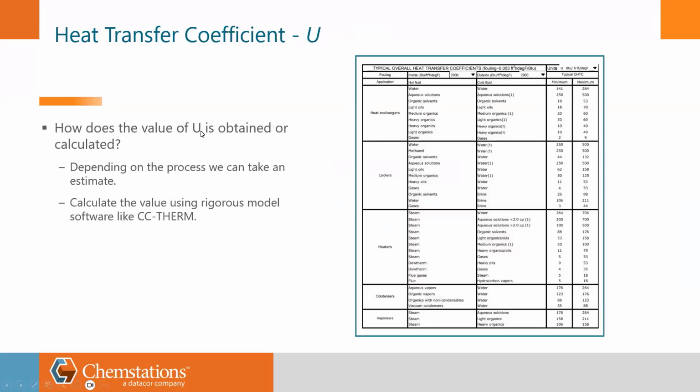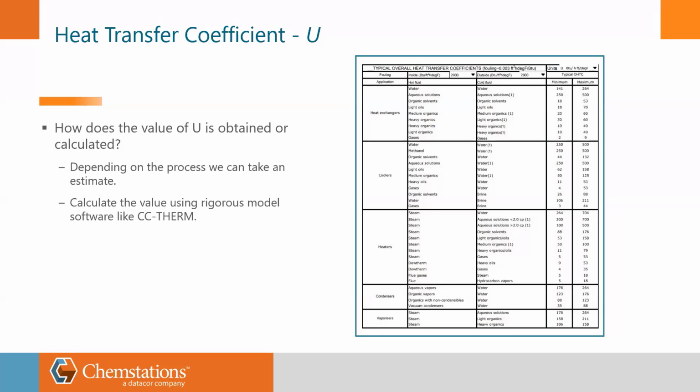Well, that number can be estimated based on the process that you have. Depending on the method or the process that you have, you can get an estimate of this. So depends on what you have. You can say, okay, I have an aqueous solution coming in, an aqueous solution coming out, and the other side, so it could be this value. So you can take a minimum and maximum, get an average, and assume a value. But that is an estimate, and you can overestimate or underestimate the system.